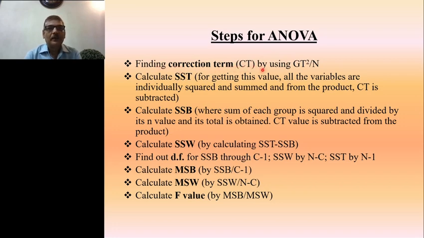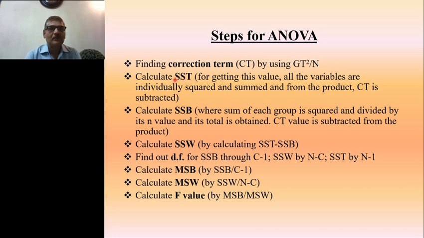The correction term will be the value obtained by doing GT square, grand total. Whatever grand total we obtain, that value will be squared, and the product will be divided by capital N, that is total number of variables. So this way the correction term will be calculated.